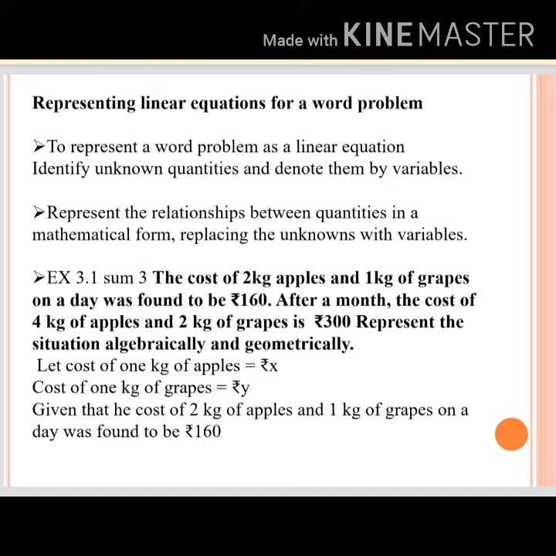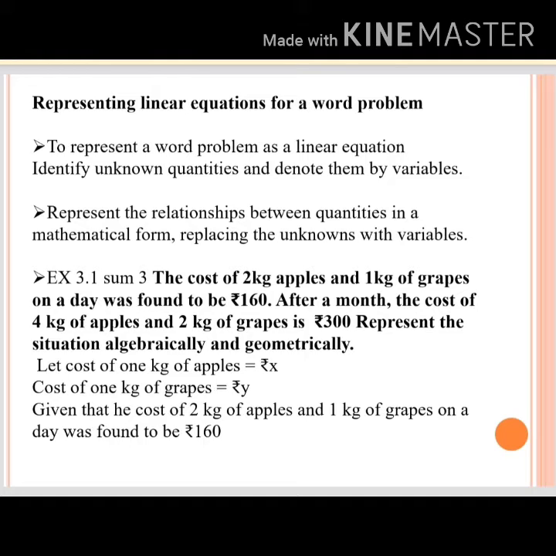Now let us see an example of Exercise 3.1, sum number 3. The cost of 2 kg apple and 1 kg grape on a day was found to be rupees 160. After a month, the cost of 4 kg apple and 2 kg grape is rupees 300. Represent the situation algebraically and geometrically. Let the cost of 1 kg apple be rupees x and the cost of 1 kg grapes be rupees y.